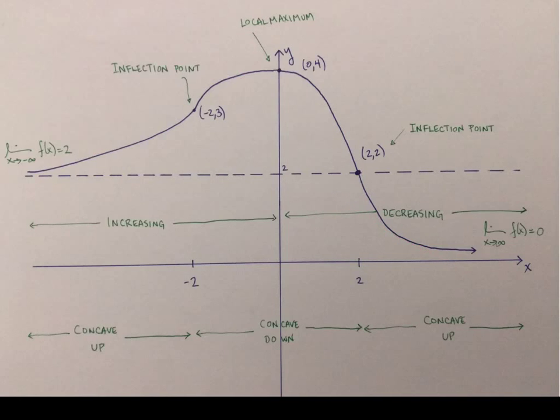Okay, so any other features that we wanted? Yes, we wanted limits. So we have a limit as x approaches negative infinity. We see that here. We get a horizontal asymptote of 2. And then another horizontal asymptote out here of 0 as we go off towards positive infinity. I think now we've actually got all the features that we're interested in. Okay, that's all for now.